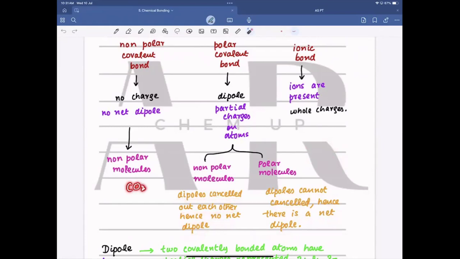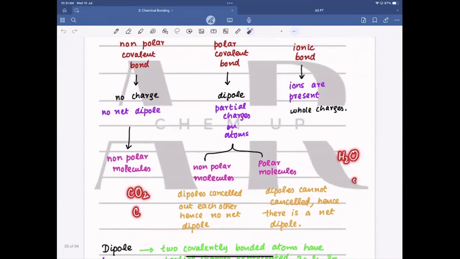Two lone pairs and two bonds. It's trigonal planar. Trigonal planar. Are you sure? How many bond pairs are there in carbon dioxide around carbon?